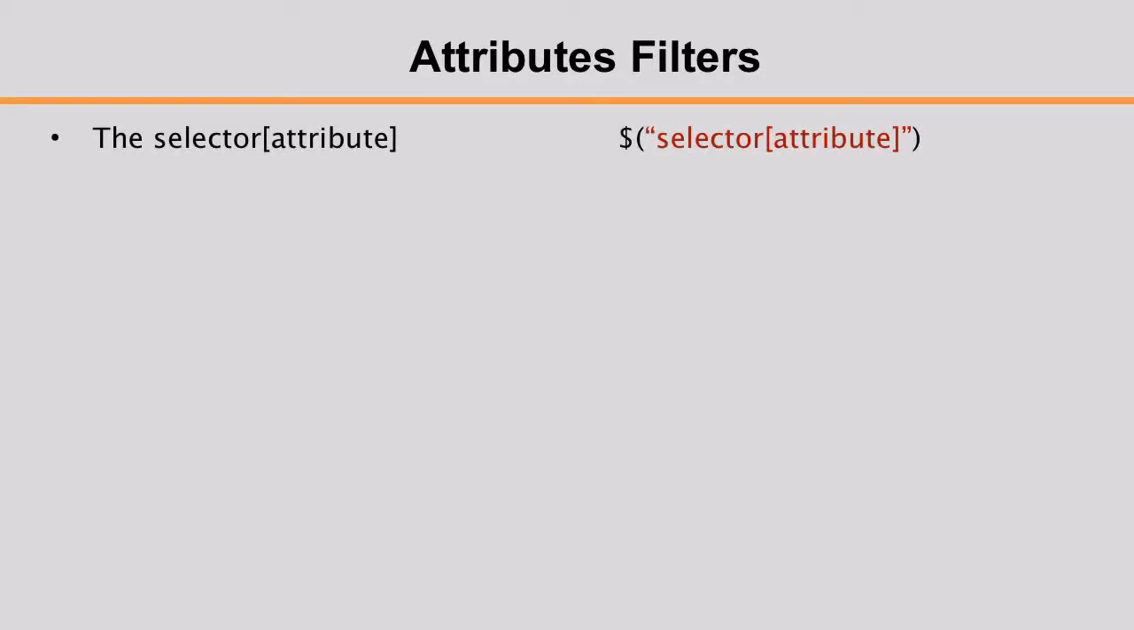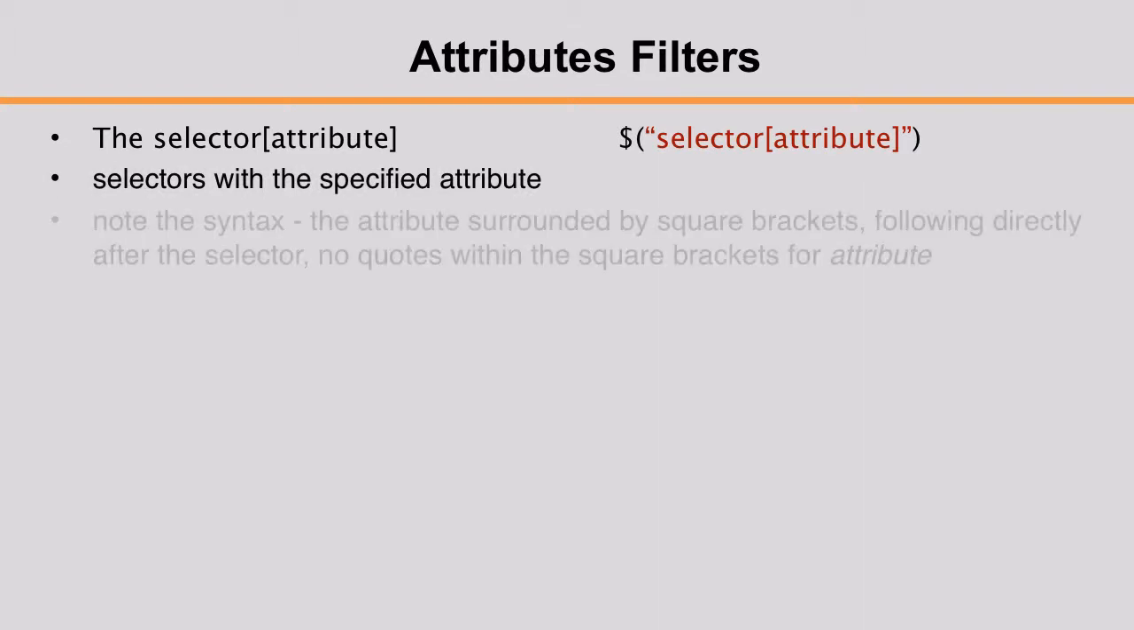Attribute filters are used to refine the selector. Note the syntax. The attribute filter is surrounded by square brackets and usually follows the basic selector. If no selectors are present, the all selector is assumed.